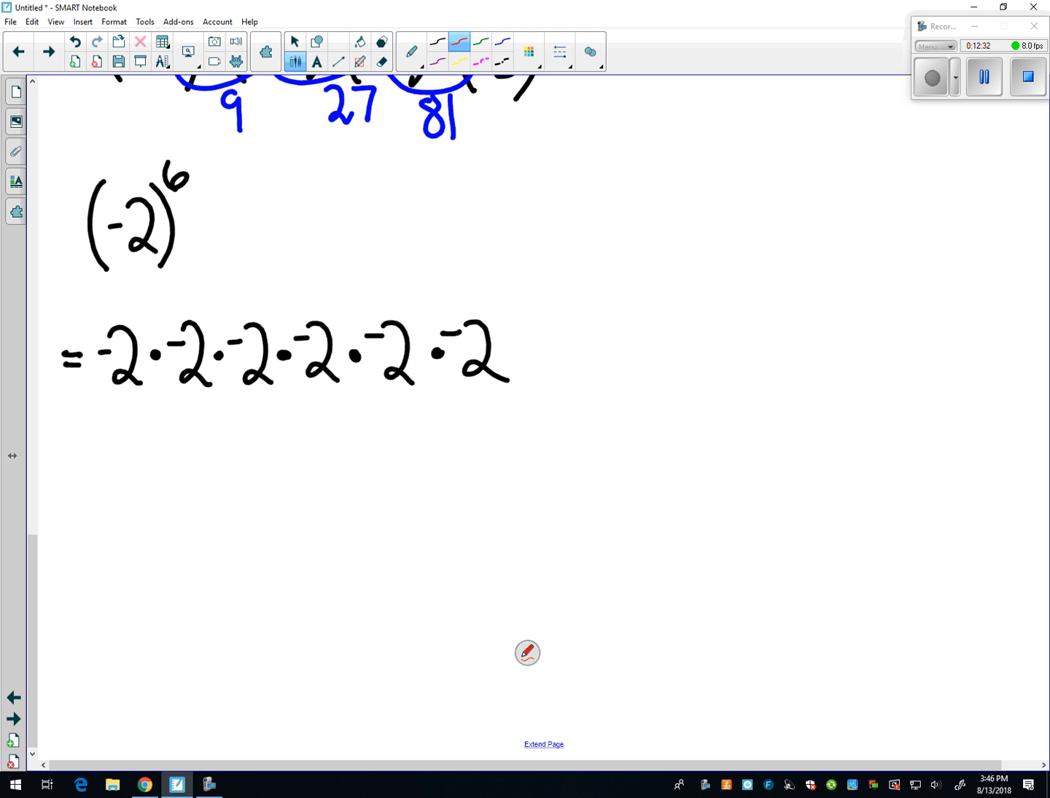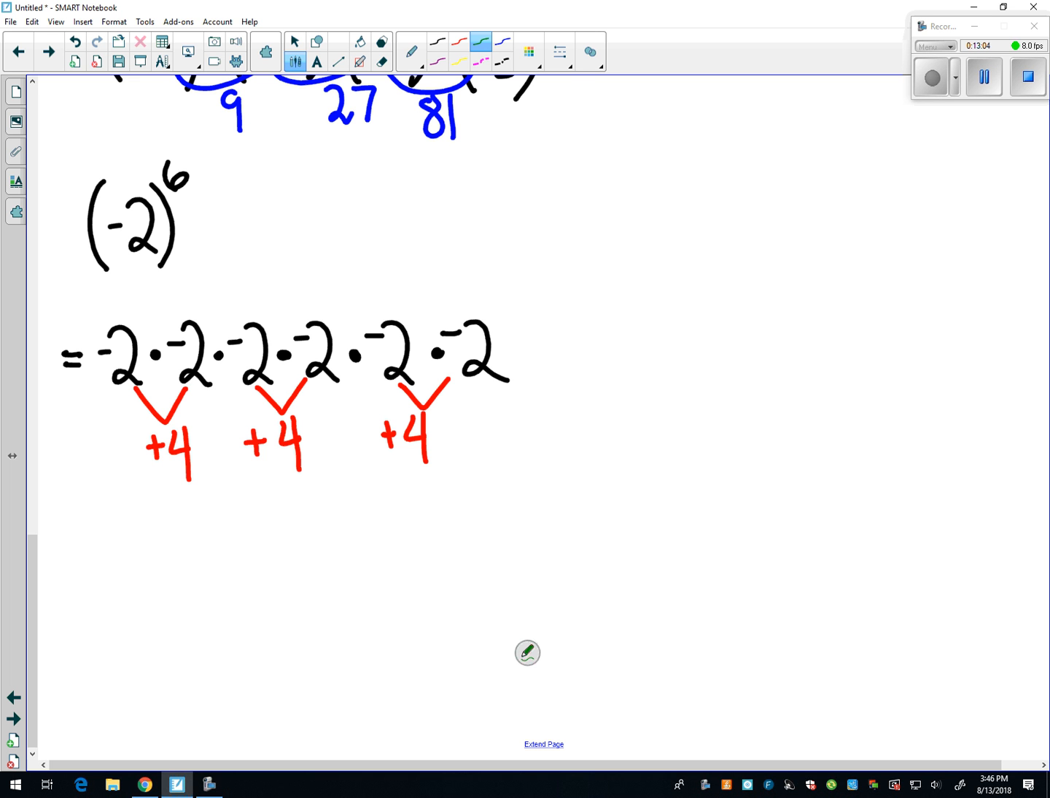Now, I'm going to show you another way to process multiplying these. In the end, as long as you're okay with multiplying them, you can use whatever method you want. But one way to look at it is the following. Negative 2 times negative 2 is positive 4. This negative 2 times negative 2 is also positive 4. And this pair of negative 2's also becomes positive 4.